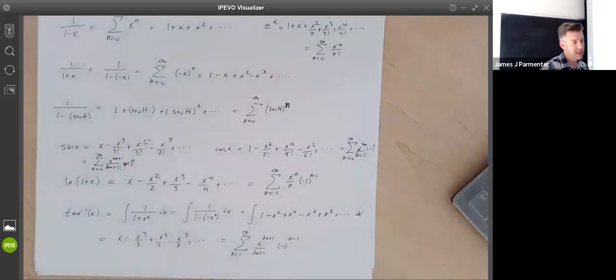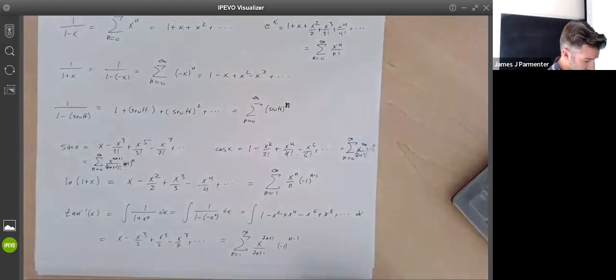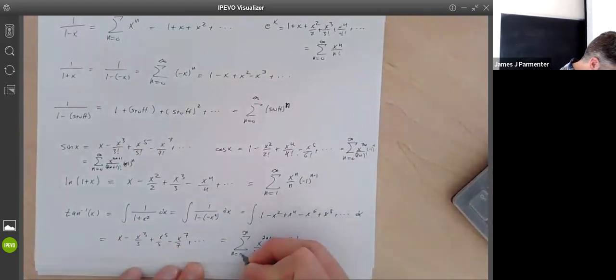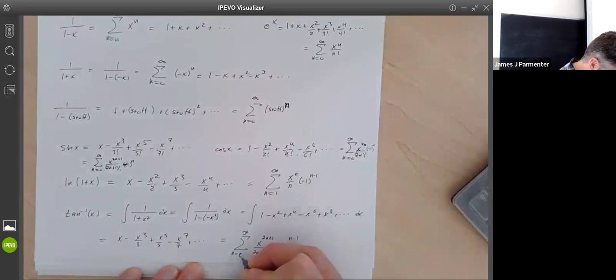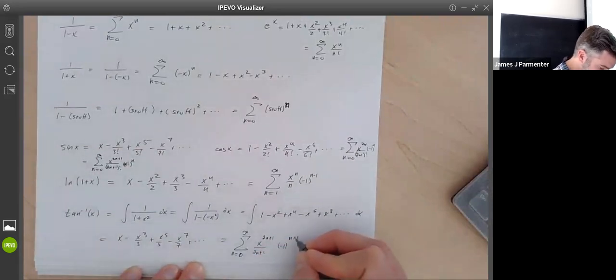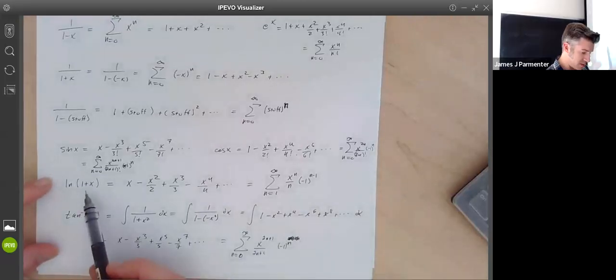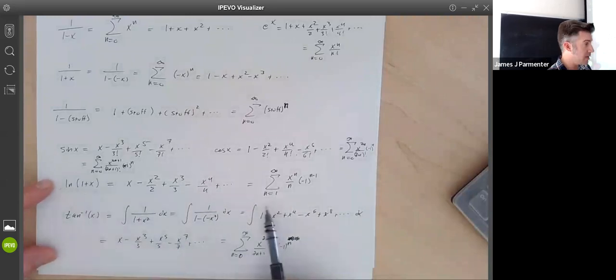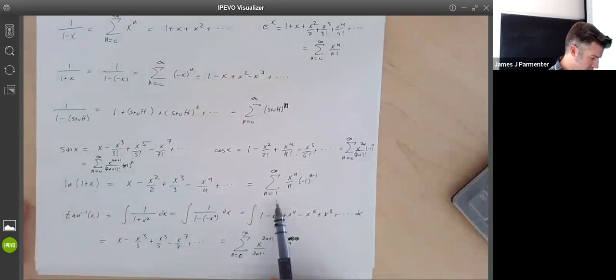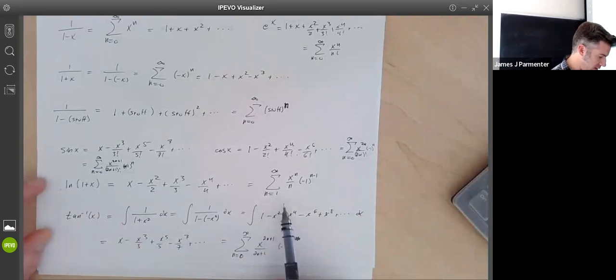Actually, no, that should start at n equals 0, and that should be a negative 1 to the n. Apologies. It's really because I was looking at the other one, the natural log of 1 plus x, which definitely does start at n equals 1. He said not confidently at all.